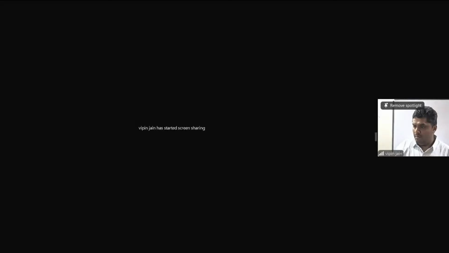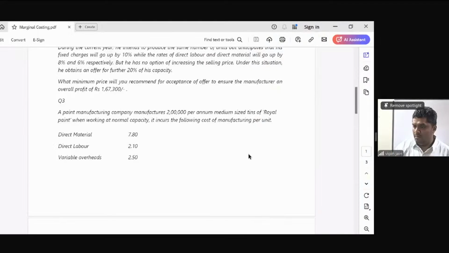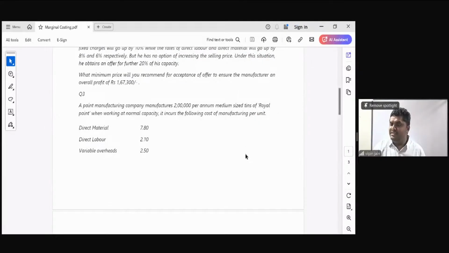So question number 3, again, you guys have to solve it, but I'm reading the question for your reference. One second, let me share the screen. So let's start with question number 3. Again, you guys have to solve and post the solution. But once you attempt this question, then I'll solve it and we'll discuss the concept in detail.